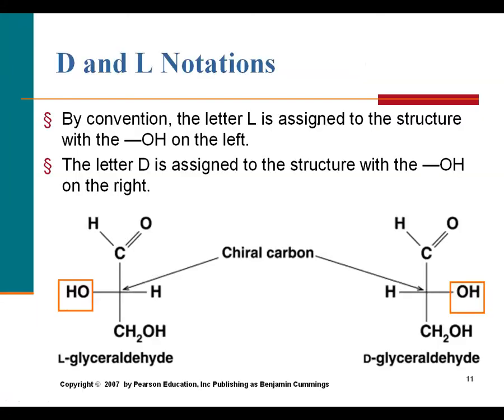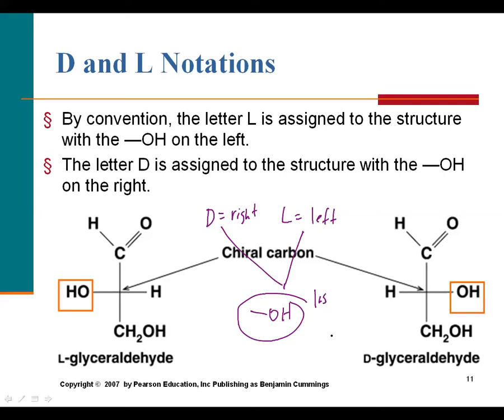When we talk about carbohydrates, we'll also see D and L notations used when we name or describe them. D and L essentially mean right and left. D means right, L means left. What we're talking about in terms of left and right is an OH group, not just any OH group, but the OH group on the last chiral carbon.